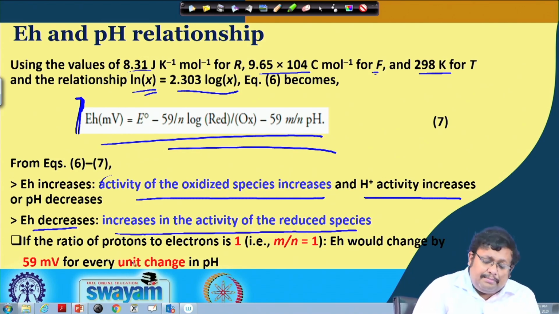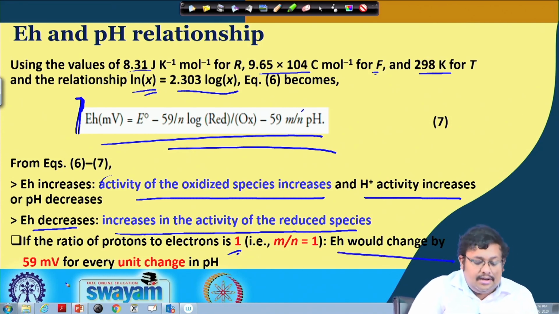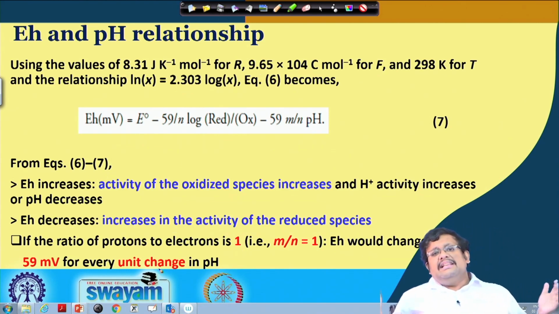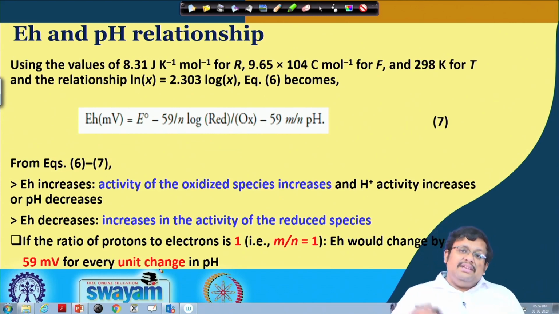If the ratio of protons to electrons, m by n, is equal to 1, EH would change by 59 millivolt for every unit change in pH. So, this is the relationship. Basically, there is an inverse relationship between EH and pH. As EH increases, pH decreases; as EH decreases, pH increases.